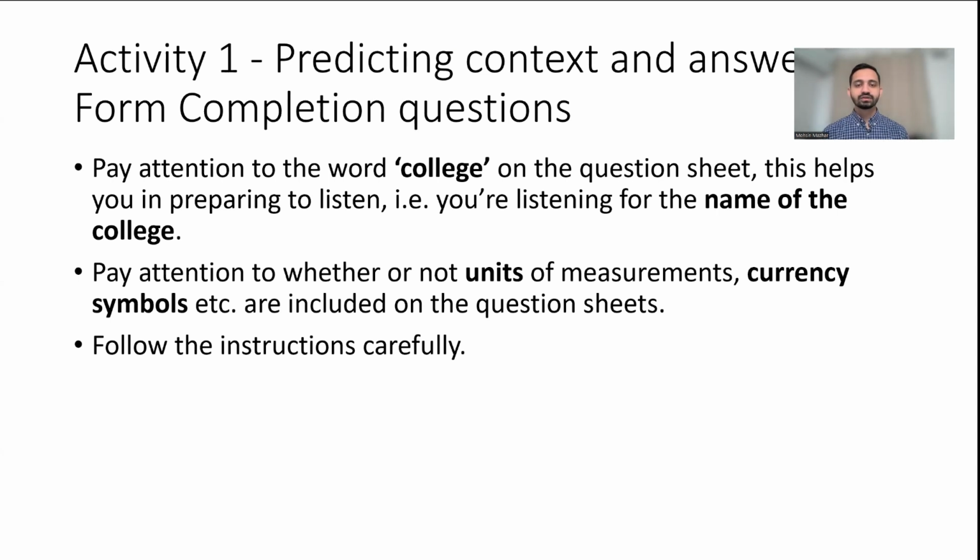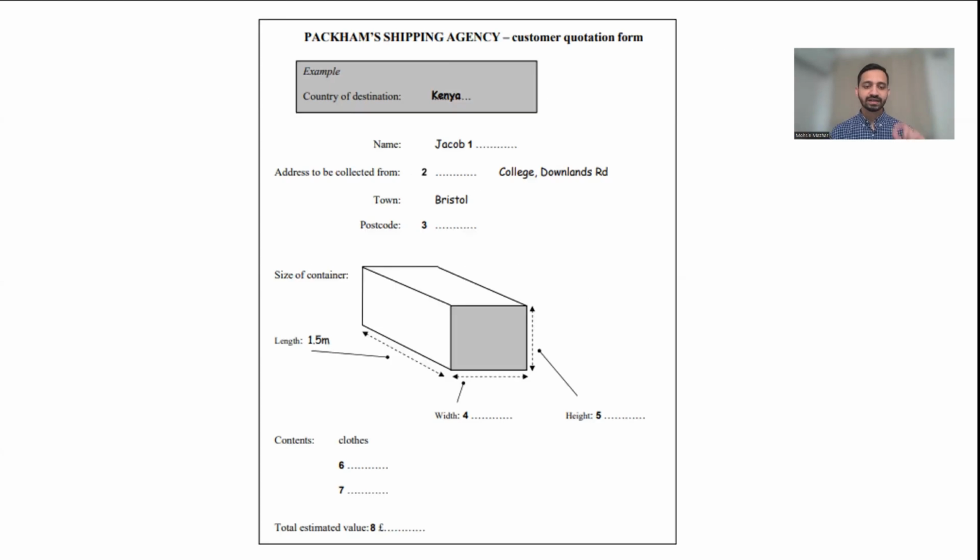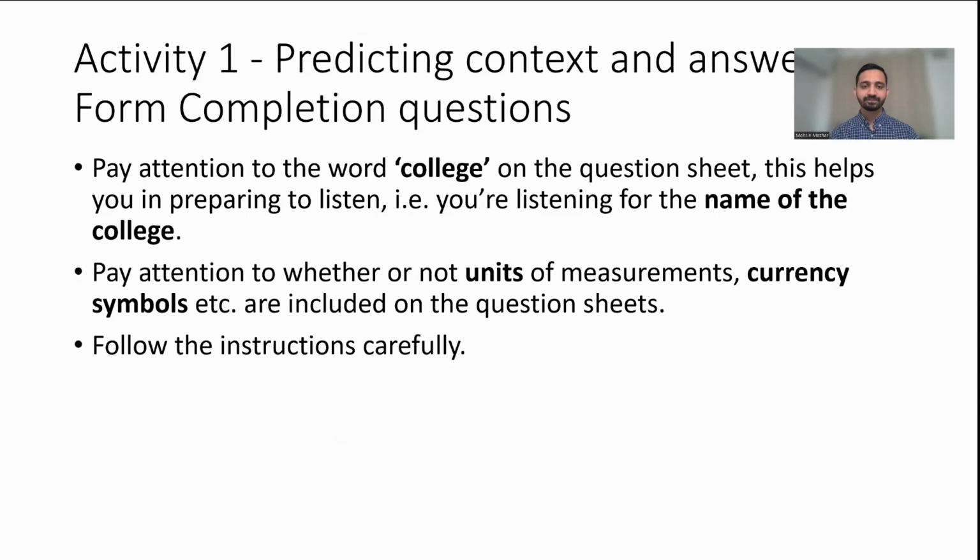Pay attention to whether or not the units of measurement or currency symbols are included in the answer sheet. So if you go back, you can see the total estimated value in question number 8 says pounds, right? So you've got a blank, it says pounds. So you're looking for the price or the estimated value of your goods, okay? You'll have to be very careful of what type of information you're looking for, because if you can get that in your head, then when you're listening for the information, it will be easier for you to jot down the answer.